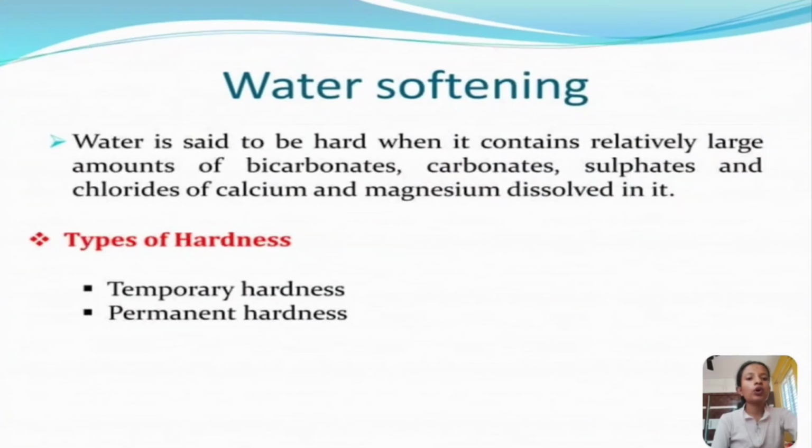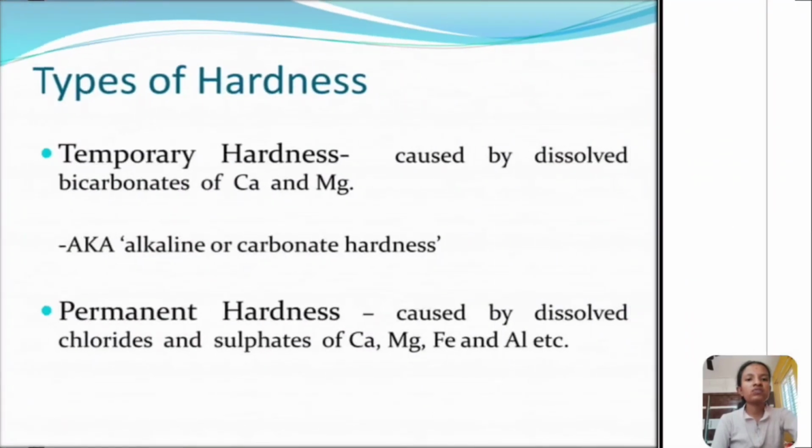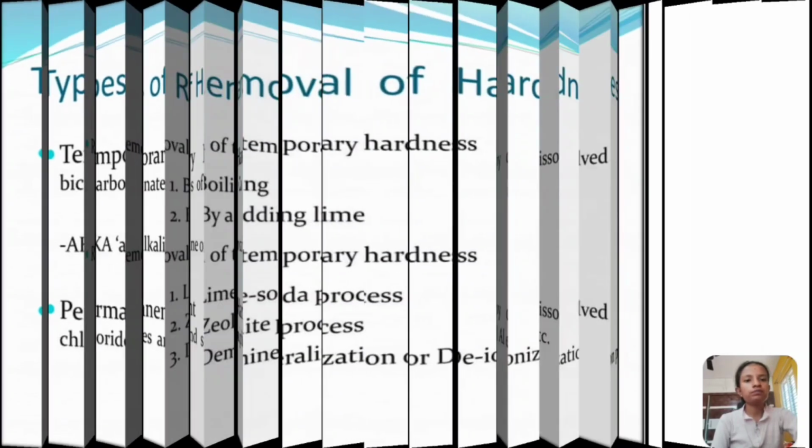Water softening. Water is said to be hard when it contains relatively large amount of bicarbonates, carbonates, sulfates and chlorides of calcium and magnesium dissolved in it. Types of hardness are temporary hardness and permanent hardness. Temporary hardness caused by dissolved bicarbonates of calcium and magnesium, aka that is alkaline or carbonate hardness. Permanent hardness caused by dissolved chlorides and sulfates of calcium, magnesium, iron and aluminium, etc.